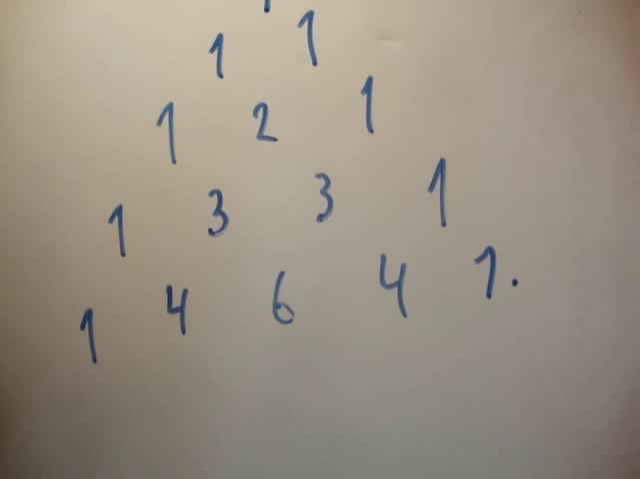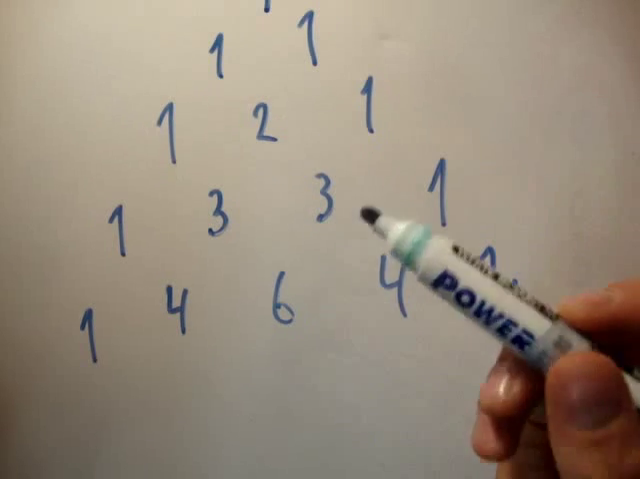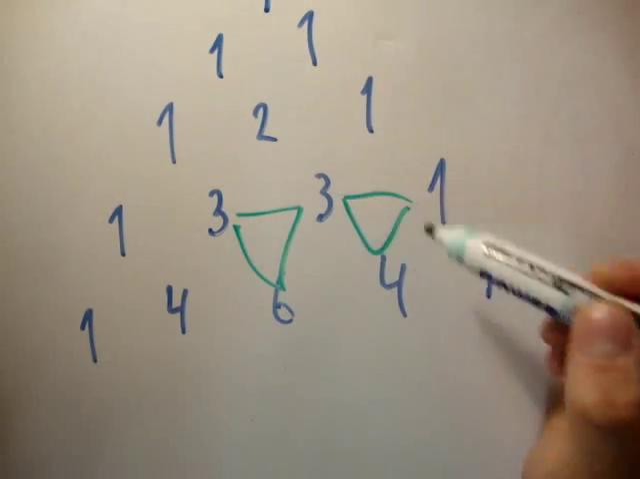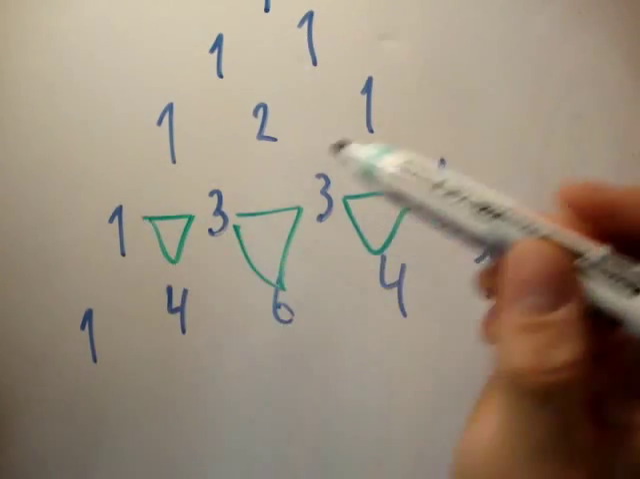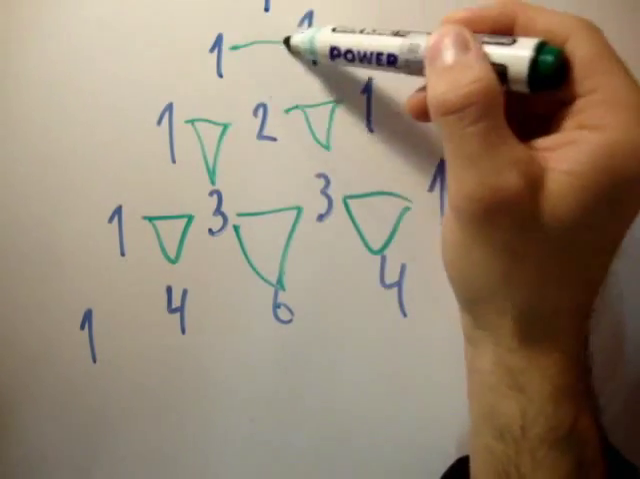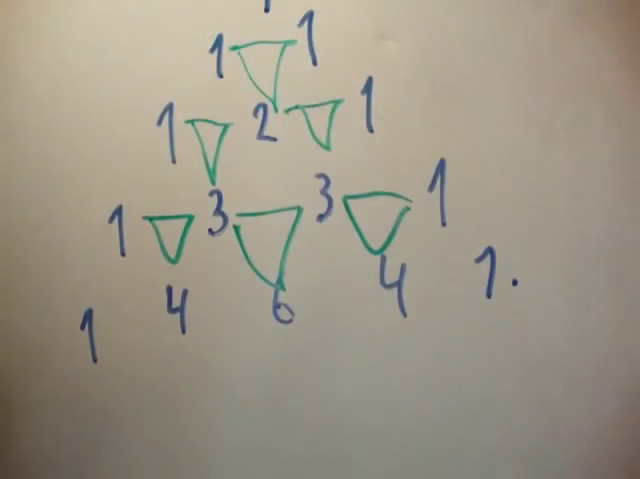Well, each entry, or each element, is the sum of the two entries above it. So 3 and 3 make 6, 3 and 1 make 4, 3 and 1 make 4, 2 and 1 make 3, 2 and 1 make 3, 1 and 1 make 2, and it goes the whole way down.